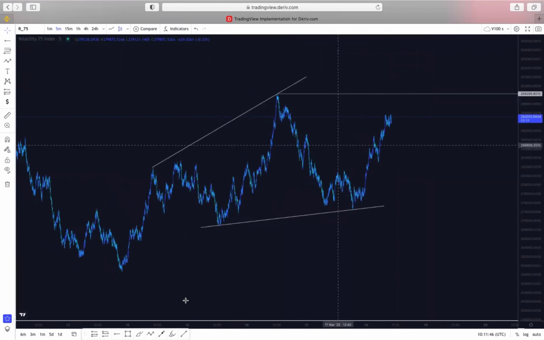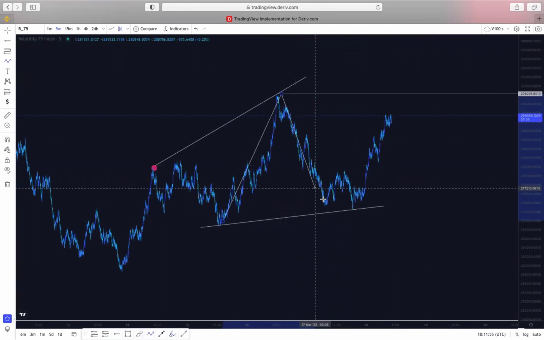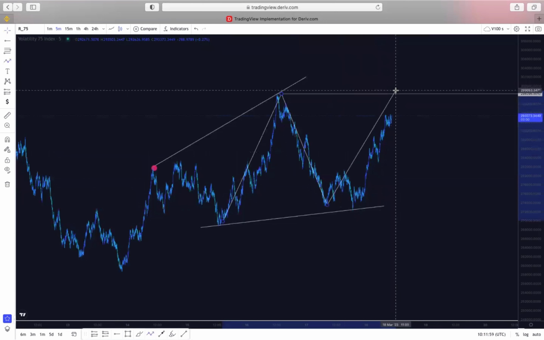Just like this swing. You can see this previous swing. The market broke through it. It broke above it. What happened? It only sold a little, and then it is now continuing. It is now a continuation in that trend.